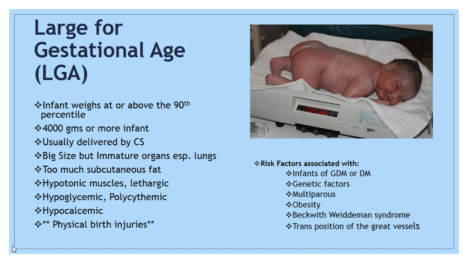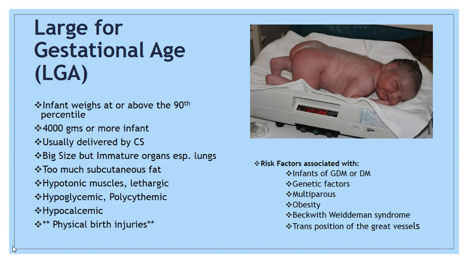And then we move over to our large for gestational age babies. And these guys are big, but don't let them fool you because they are immature. They are looking big on the outside and nice and mature, but on the inside, they are very underdeveloped, and their systems don't tend to do very well from an adaptation standpoint to extrauterine life. So this is your baby who weighs at or above the 90th percentile. So that's 4,000 grams or more, which means more than 9 pounds.